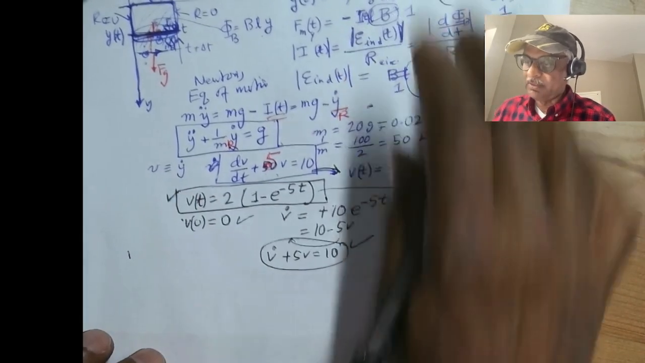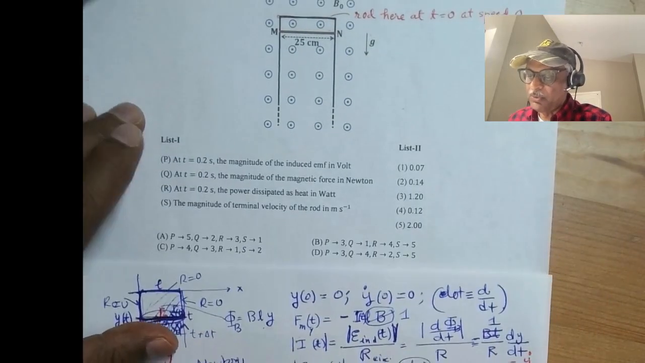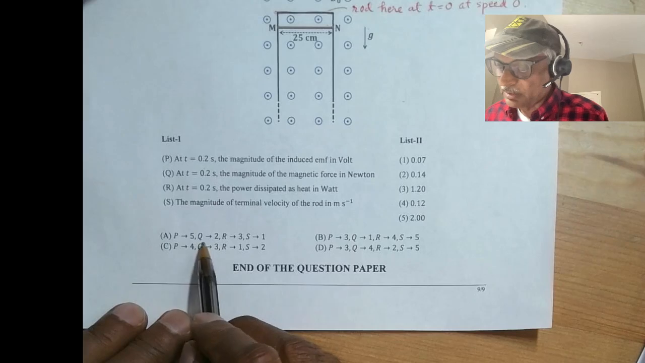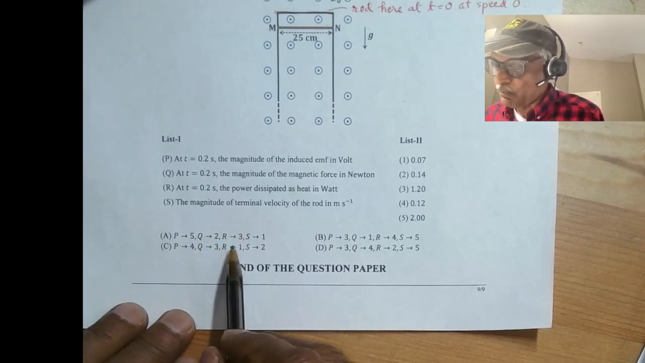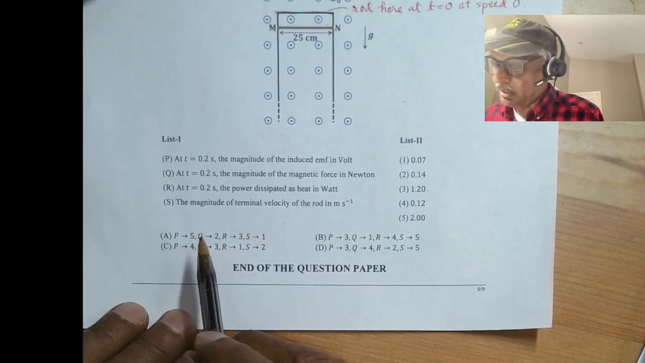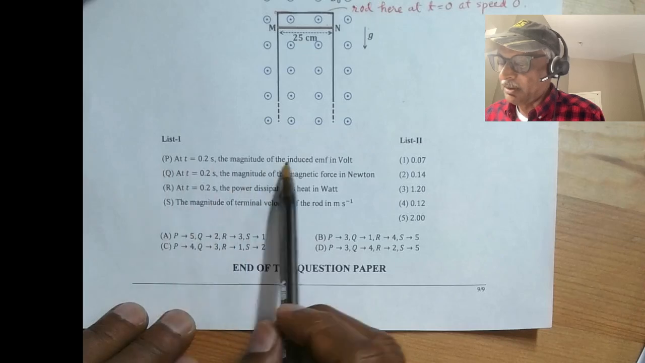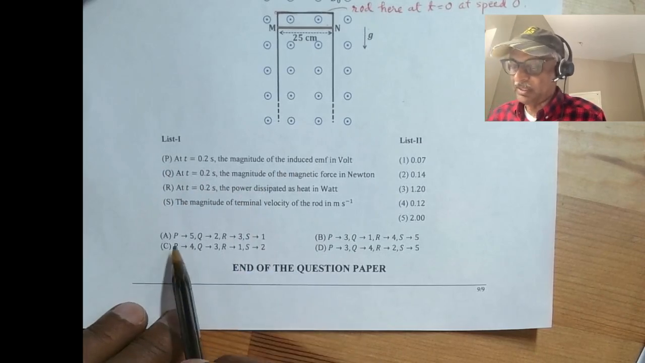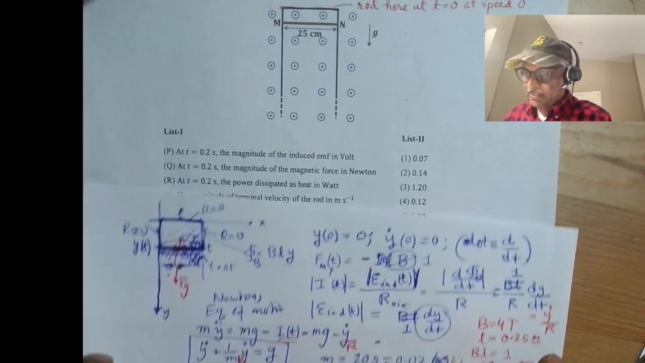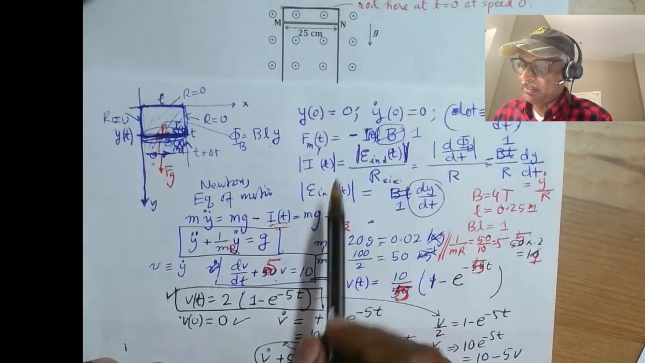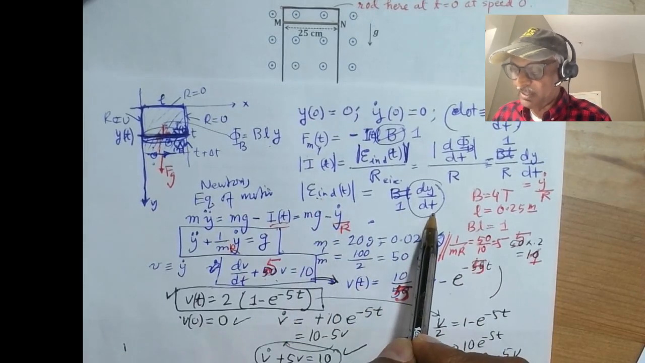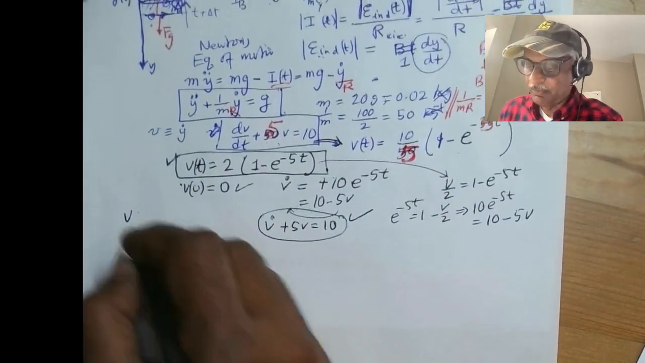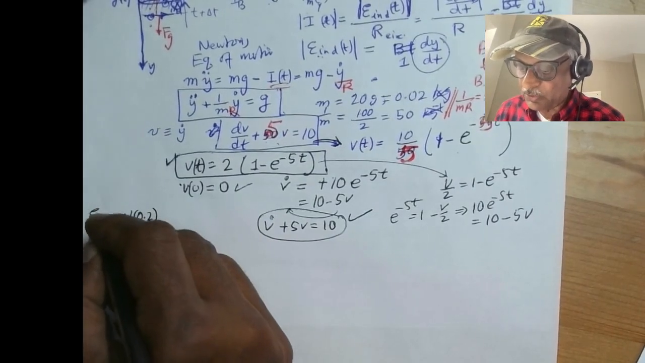So now we're ready to answer, right? Our question was about P. I now can do P for induced EMF. Even for Q, I can do P and Q very quickly. So if I look at induced EMF, it is the same as V. So let's look at V at 0.2. That will be the induced EMF.